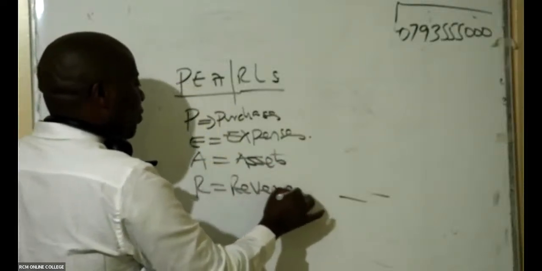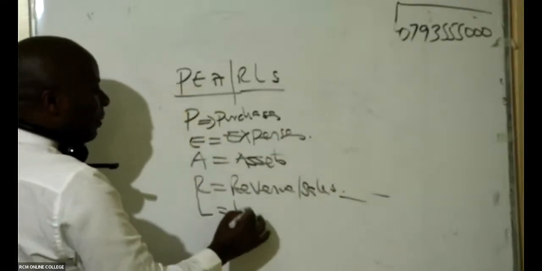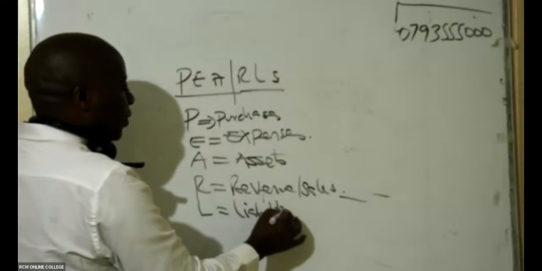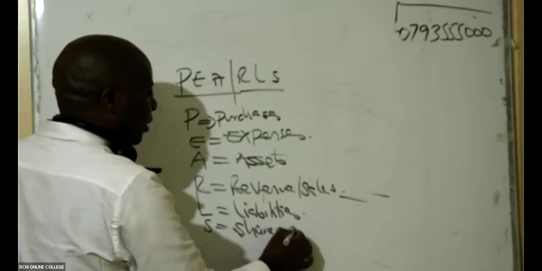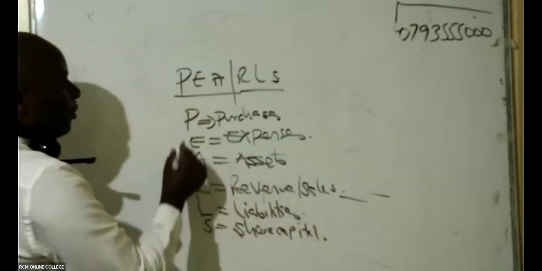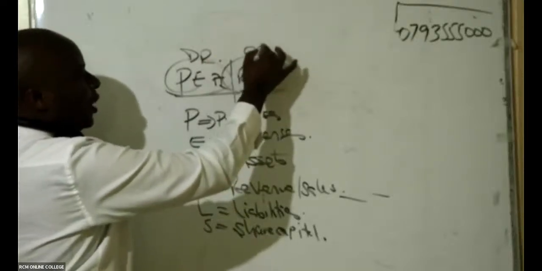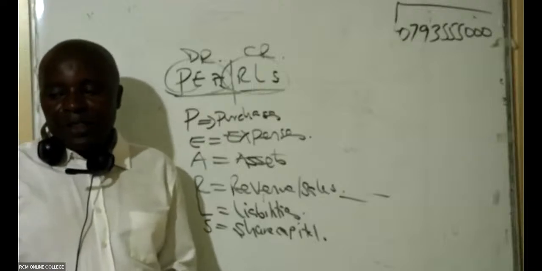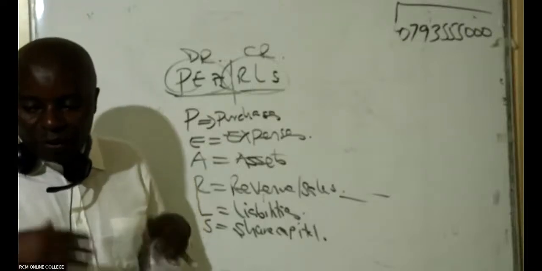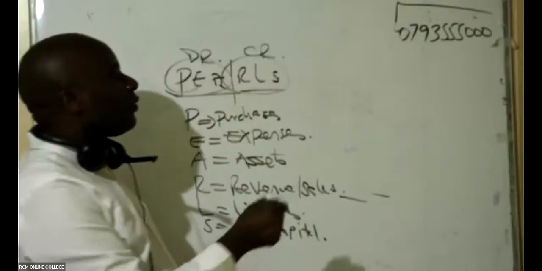And you see, revenue is the same as sales. L is liabilities. S is the famous share capital. So remember, these three are to be debited whenever they increase. These three are to be credited whenever they increase. And of course, the case in context is what I've just introduced to you.